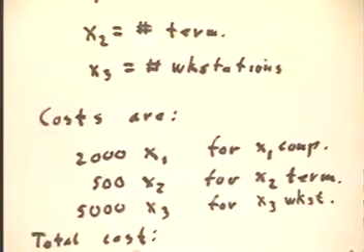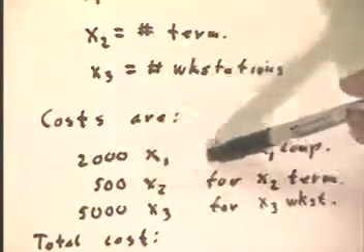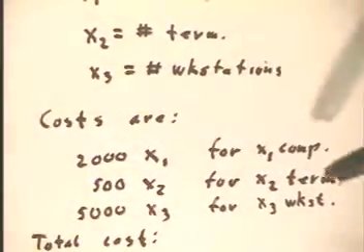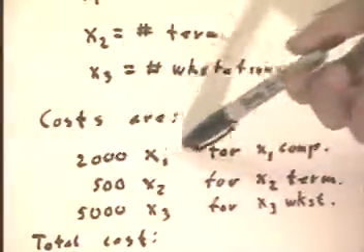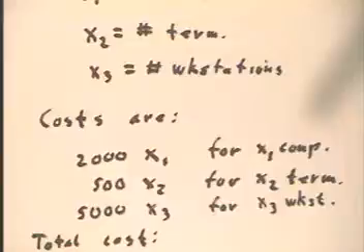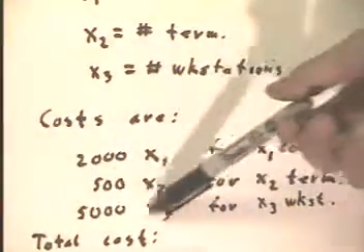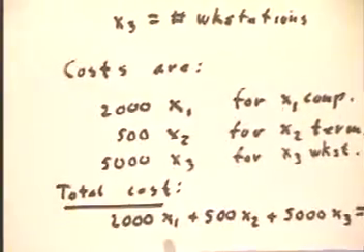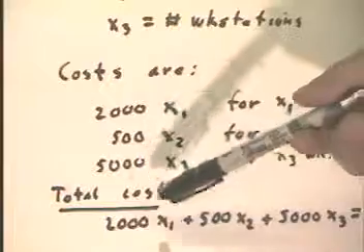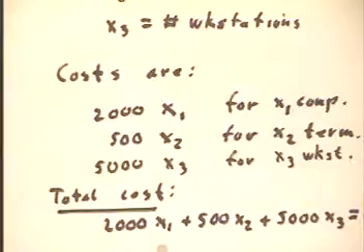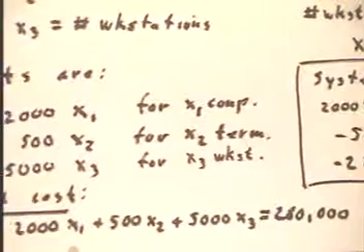We know what the costs are. We know the costs are $2,000 per computer, $500 per terminal, and $5,000 per workstation, so that to buy X1 computers is going to cost us $2,000 X1. To buy X2 terminals is going to cost us $500 X2, and for X3 workstations, $5,000 X3. Okay? So the total cost is the total of these 3 numbers, 2,000 X1 plus 500 X2 plus 5,000 X3. And that's going to equal, of course, our total cost of $280,000.